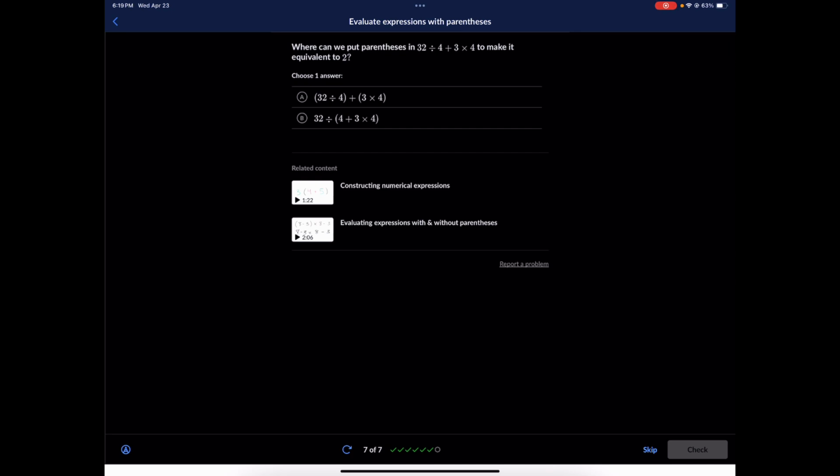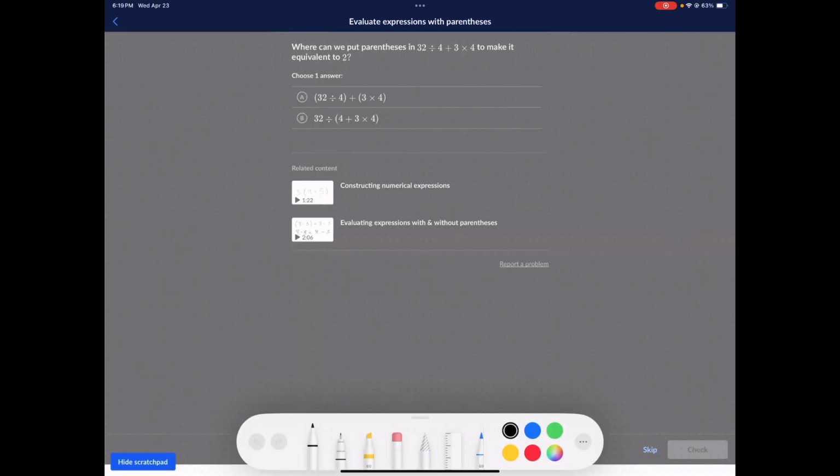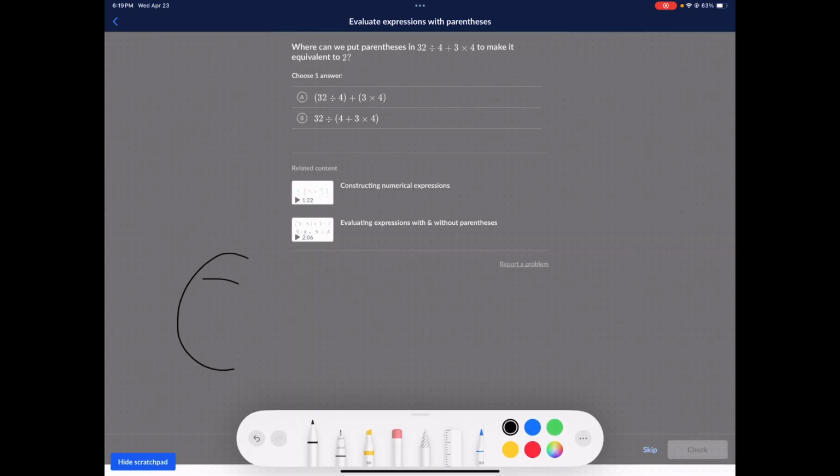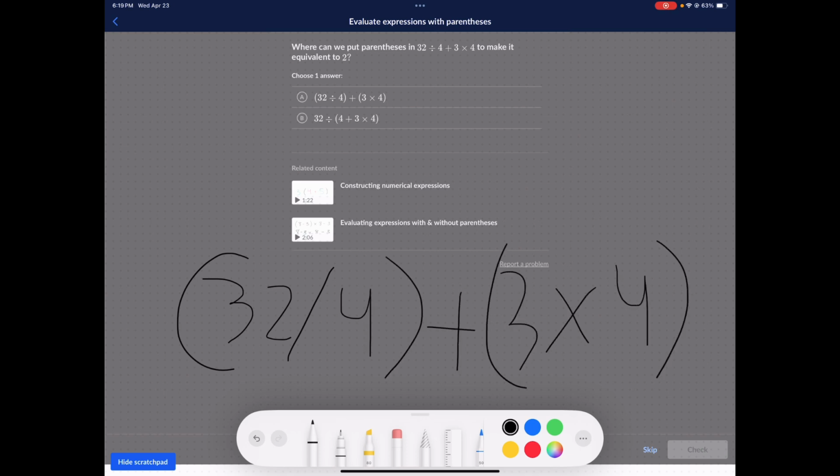Let's go ahead and evaluate each one. So remember, PEMDAS. We have 32 divided by 4 plus 3 times 4. So we have 32 divided by 4, which is 8, and then 3 times 4, which is 12. So we do 8 plus 12, and we get 20. So that means A is not right.